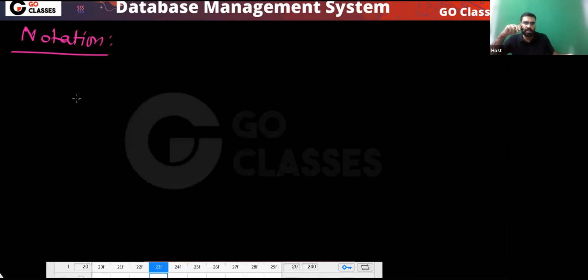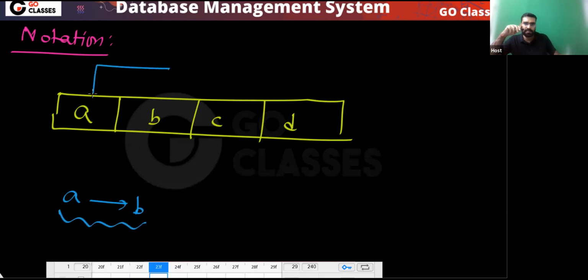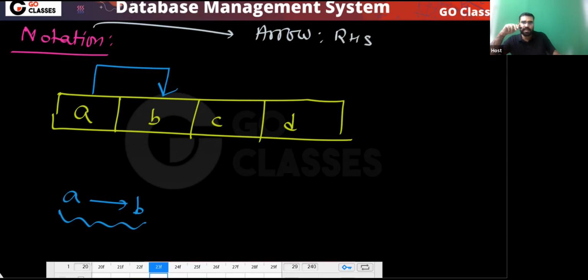In this notation, I told you that if you have some attributes, for example ABCD, and if I want to write A determines B, then how will I write this? I will write it like this. This arrow means RHS, correct?